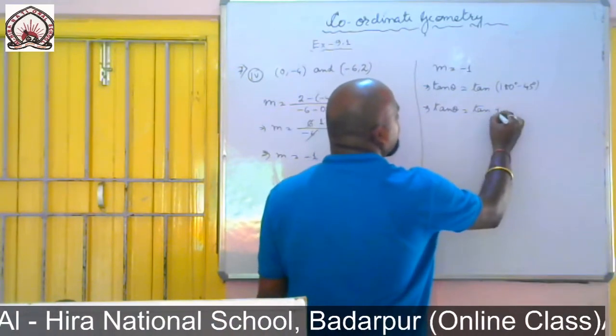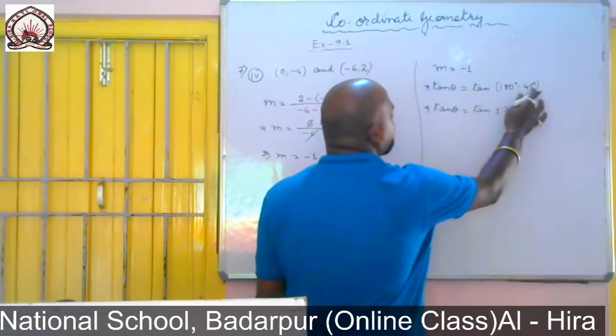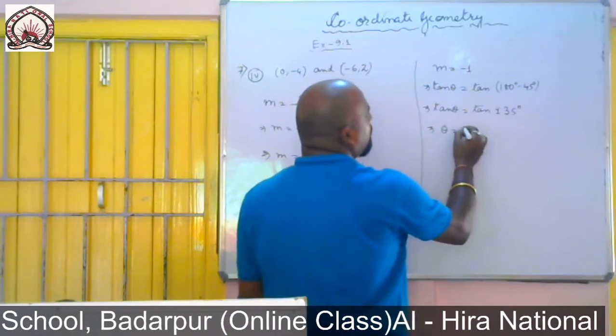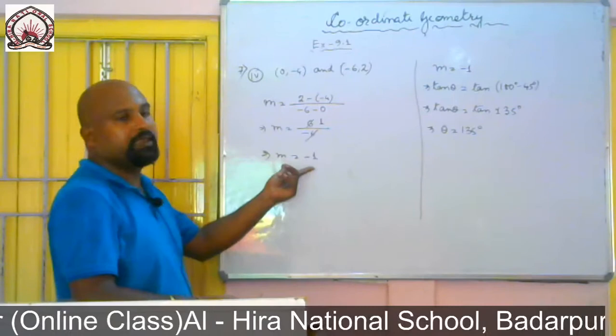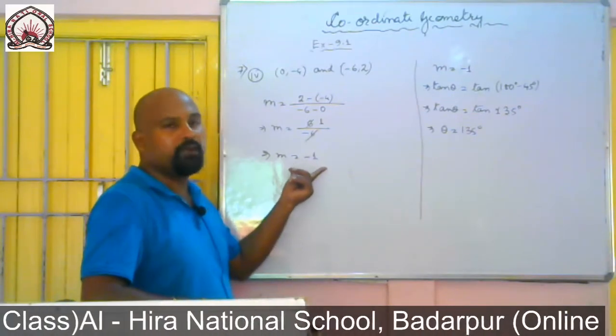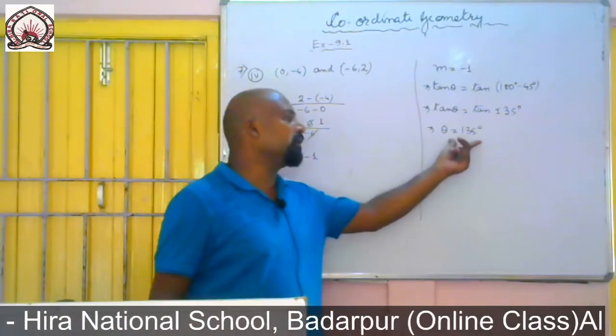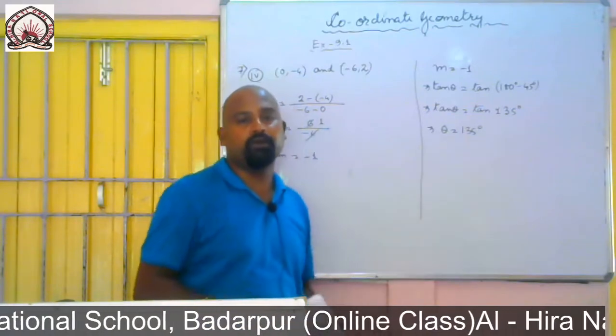Sorry, this is equal to 135 degrees. If I subtract it, then theta equals 135 degrees. So we are getting the gradient equal to minus 1 and the angle of inclination equal to 135 degrees.